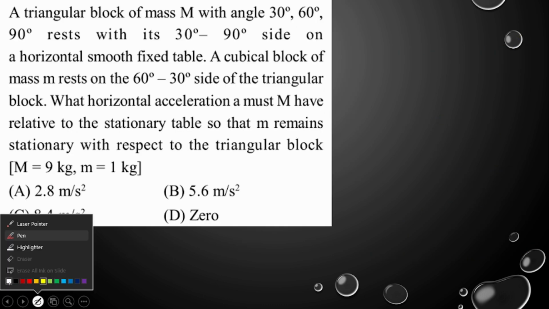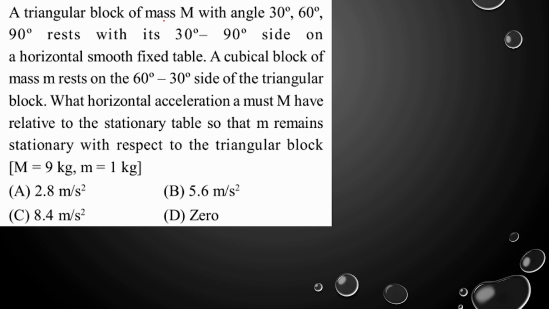Then we have a block of mass capital M. Angles are 30, 60, 90, and the angles of 30 and 90 are on the horizontal smooth surface. So we have something like this.